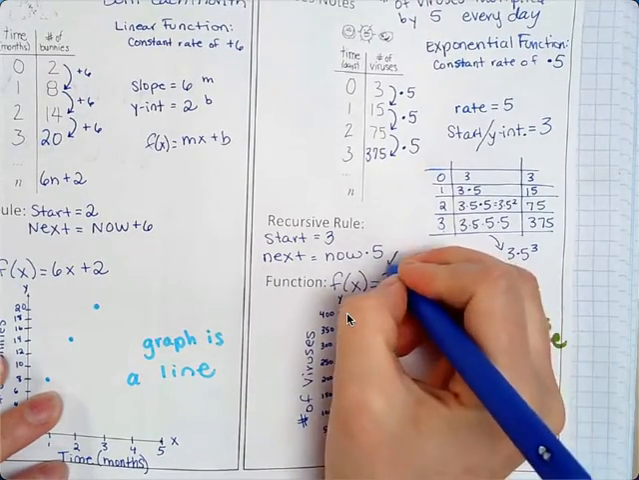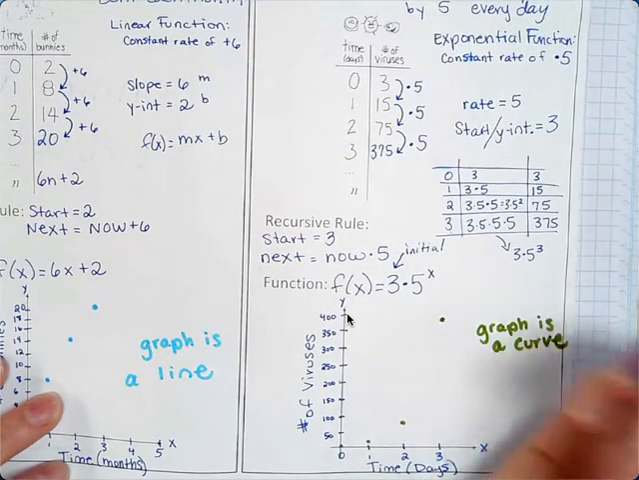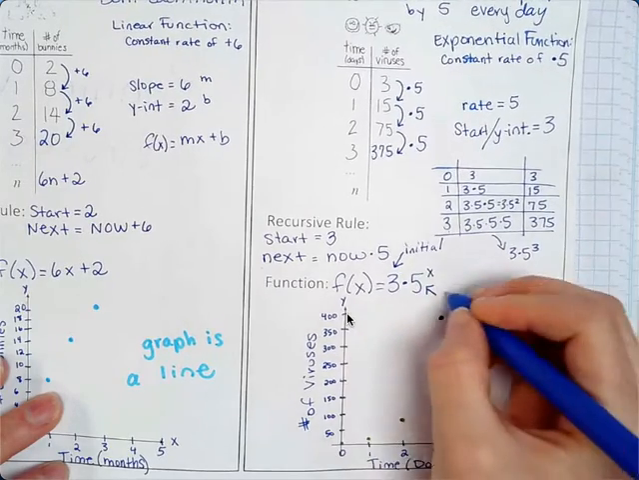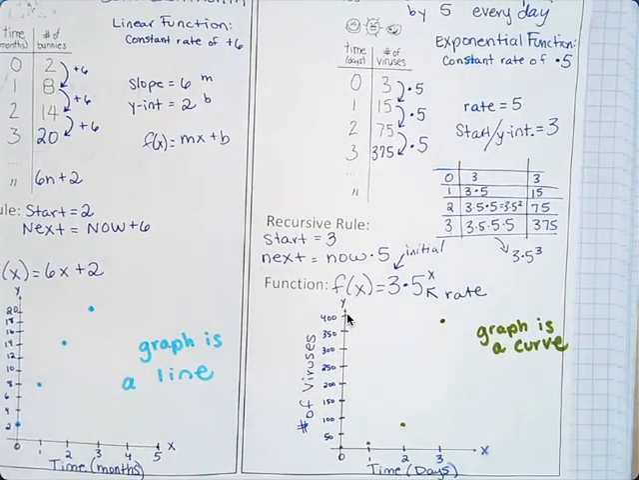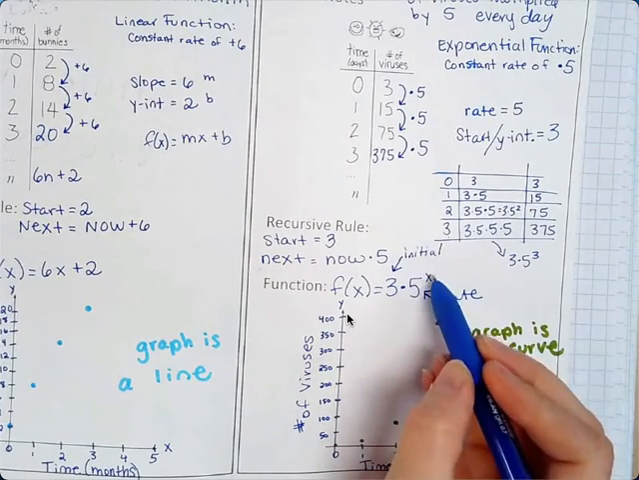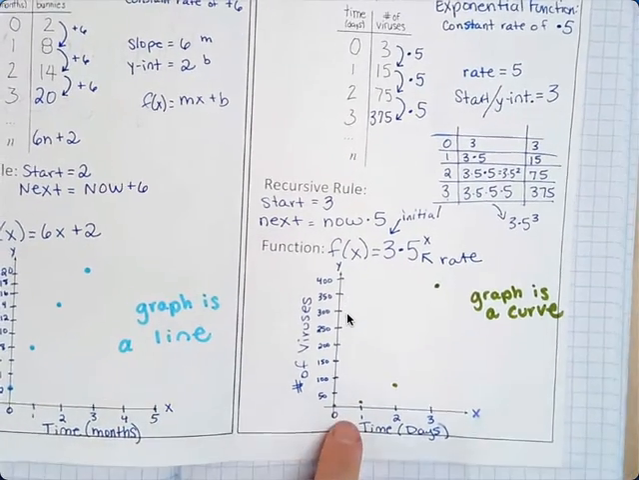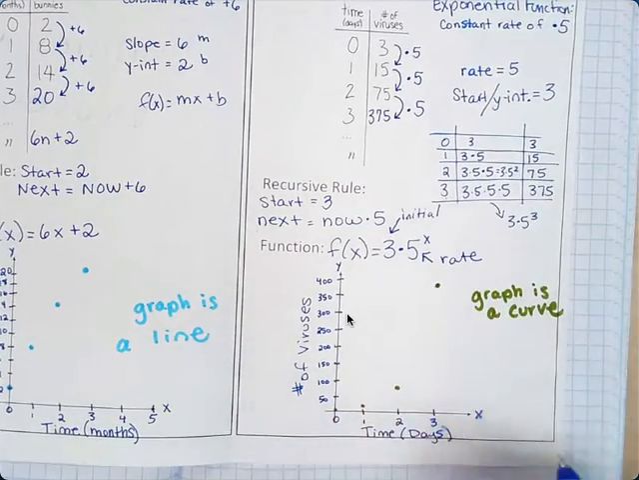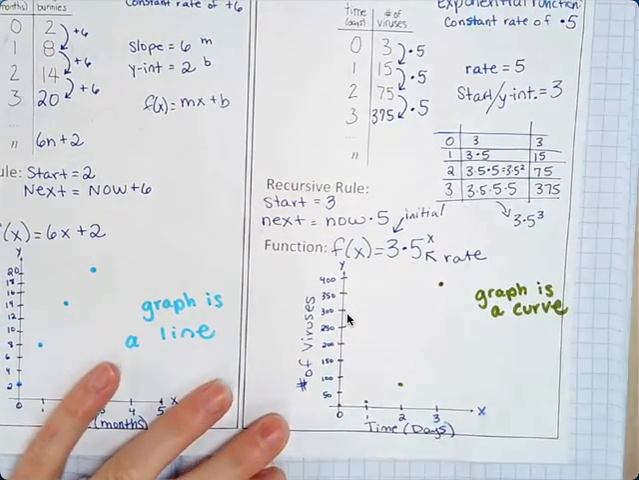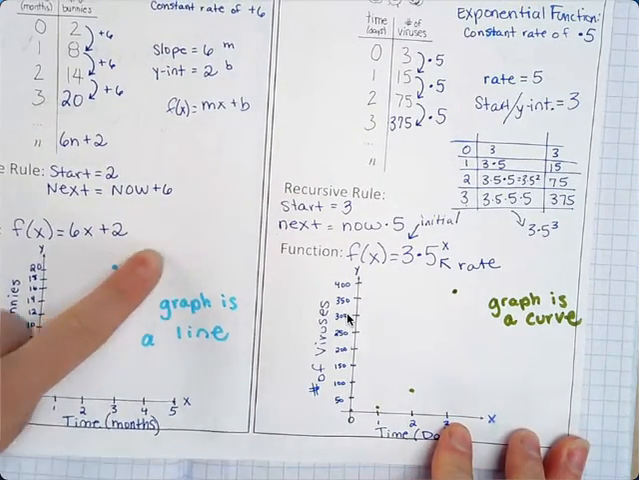So this is your initial amount or start amount, and then that 5 is considered our rate, what is being multiplied by each day, in this case with the viruses. And it's an exponential function. So your variable x is the exponent. And whenever you look at the graph, it is a curve. It curves up and goes really fast compared to a straight line being constant.